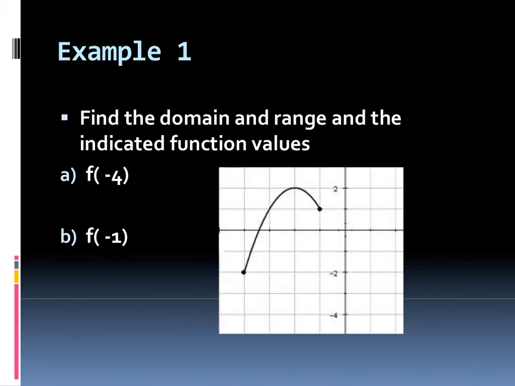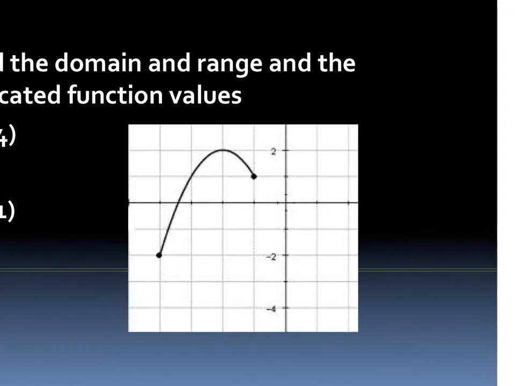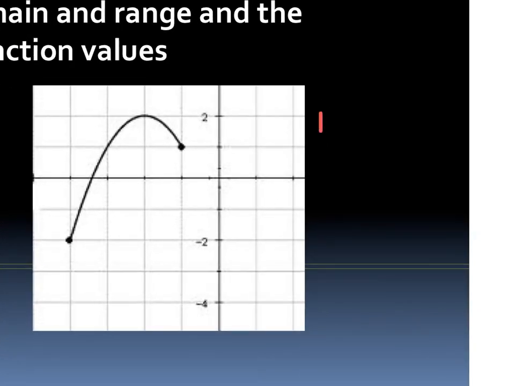All right, so this one says, find the domain and range, and then the indicated function values. So this time you're given the graph, right? So let's start with domain and range. The domain is what coordinate? The x. So I'm going to the furthest x on the left, which is what? What's the smallest x there? This would be a -1, -2, -3, -4. This is a 1 and a -1. What's the smallest x? -4.